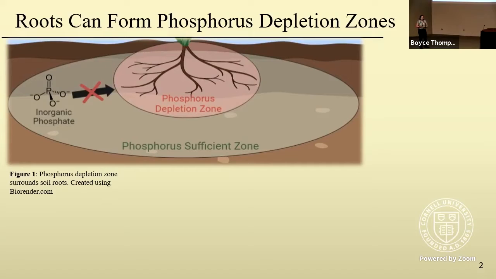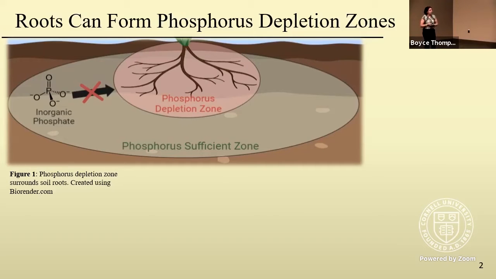And this form is not very mobile in soils. It's not able to move around as readily in soils. It's not as soluble. So what you get is roots that are surrounded by a phosphorus depletion zone. They take up all the phosphorus around them, and that's not able to be readily replenished. And then you have this phosphorus sufficient zone that's outside of the area accessible by the roots.